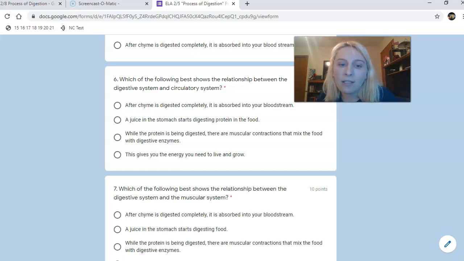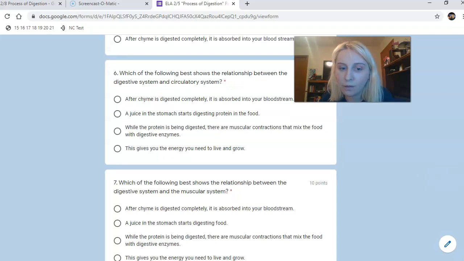After chyme is digested completely, it is absorbed into your bloodstream. A juice in the stomach starts digesting protein in the food. While the protein is being digested, there are muscular contractions that mix the food with digestive enzymes. This gives you the energy you need to live and grow. We're looking for an answer that ties the digestive system and the circulatory system together and establishes a relationship between the two.